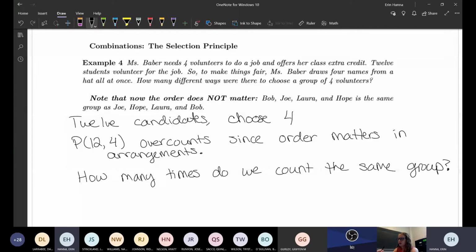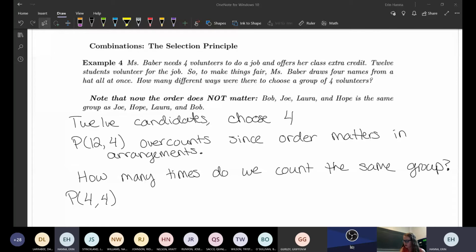Well, if you think about it, we're essentially taking a group of 4 and arranging it into a set of 4. So if we take the set of arrangements on 4 objects into 4 spaces, this is going to tell us how many times that group is counted. So you take 4 names, and if you arrange them, the order would matter. So that's how many times we're going to count this same group: the arrangement of 4 elements into 4 pieces.